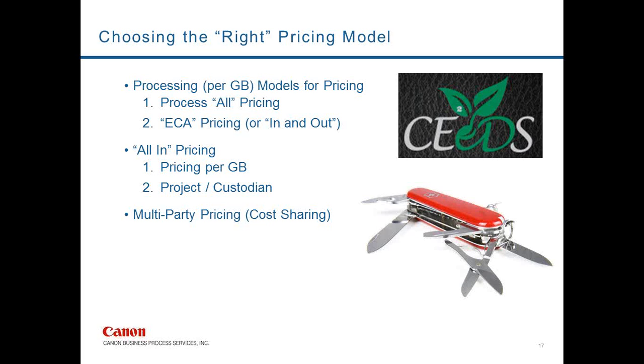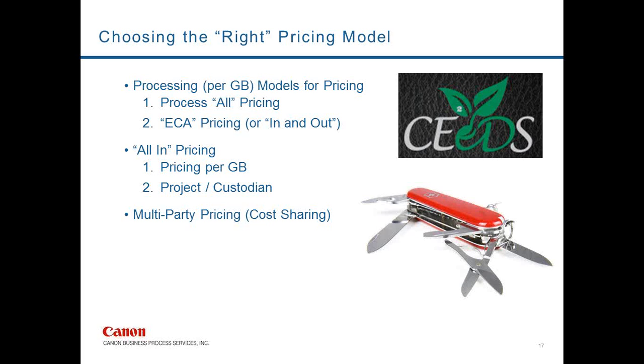And then you've also got another model called ECA pricing. This is a pretty useful price model when you don't know quite how much you're going to be sending to review at all, and you haven't done a good targeted collection. So you can bring it into the platform at a much lower rate, apply analytics and do your culling and your data reduction within the platform, and then produce a much smaller set to your attorneys for review.